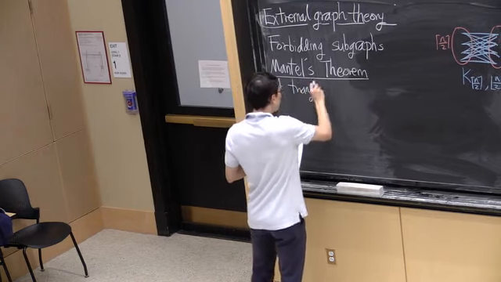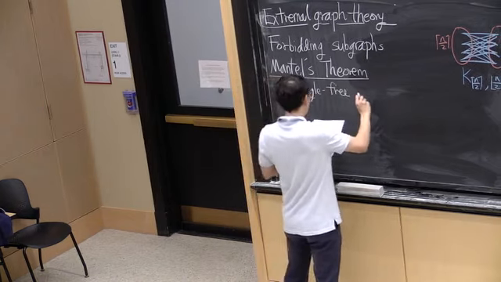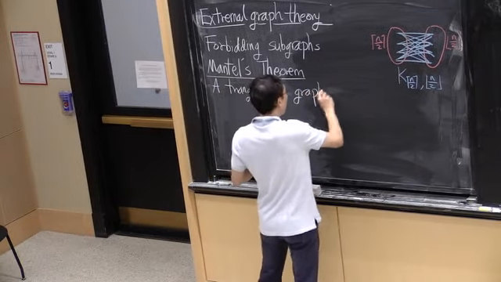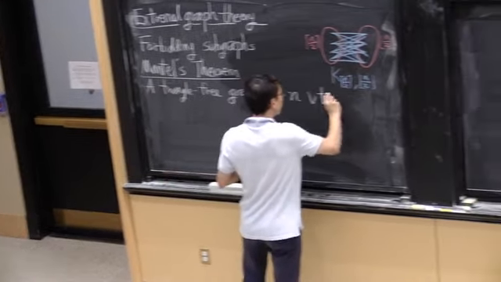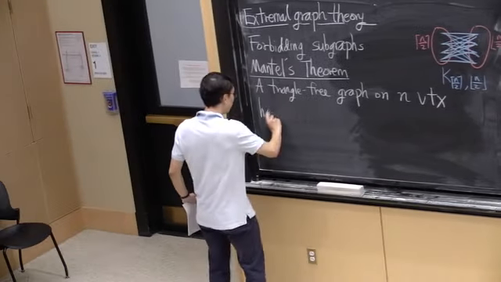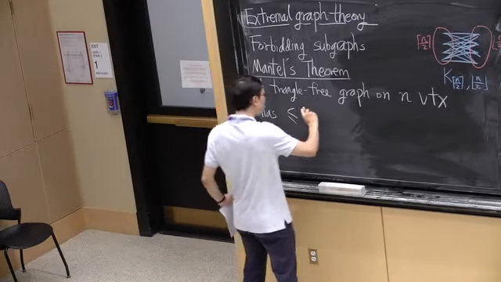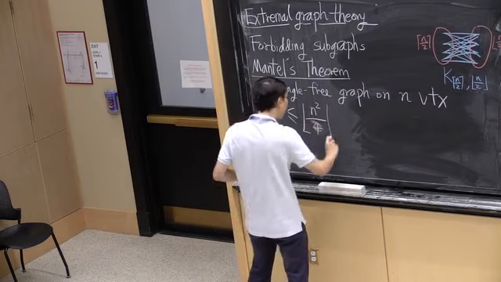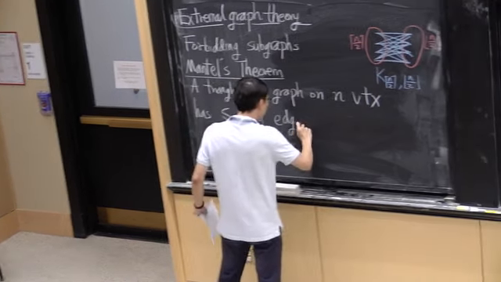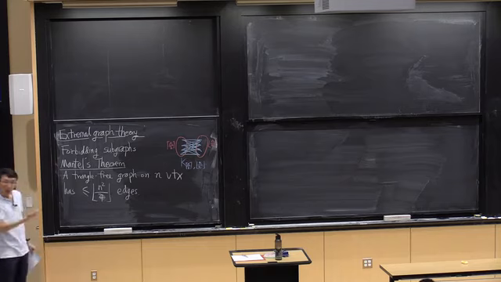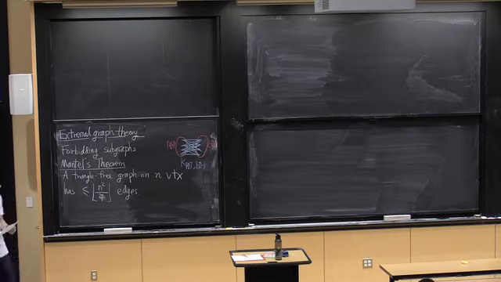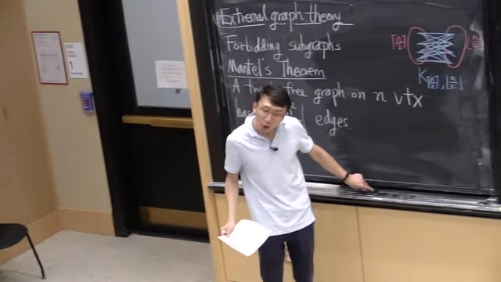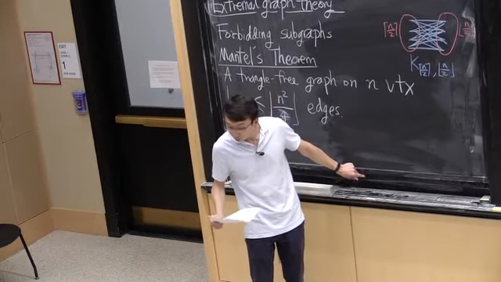A triangle-free graph on n vertices has at most n squared divided by 4, rounded down, that many edges. And from this example, this bound is tight. So Mantel's theorem gives us a completely satisfactory answer to the question of what's the maximum number of edges in a graph without triangles.